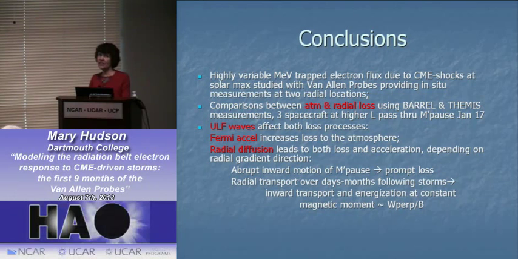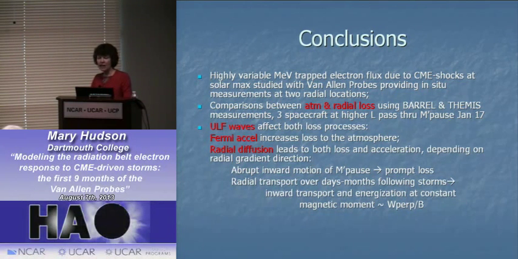The January 17th event is particularly nice because THEMIS was coming through the magnetopause, and so these are three spacecraft coming in a train, a string of pearls coming right on through as the magnetopause is moving earthward. So that's a particularly nice event to study.